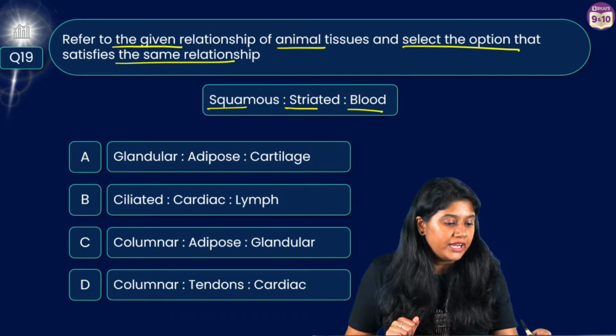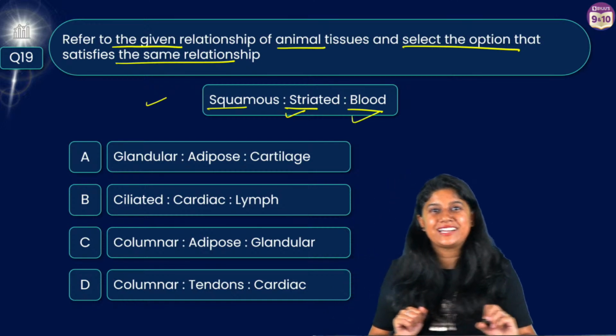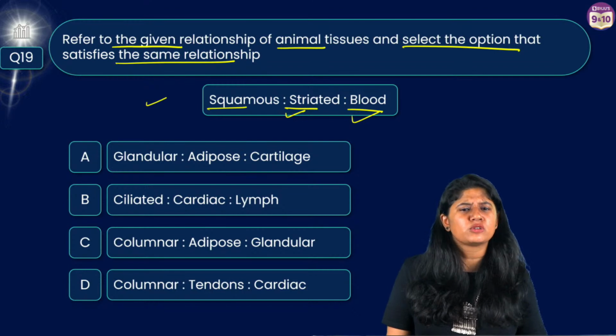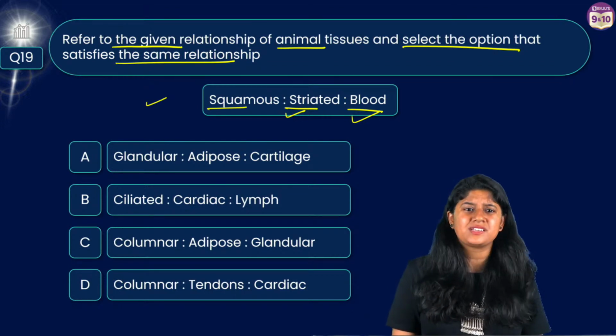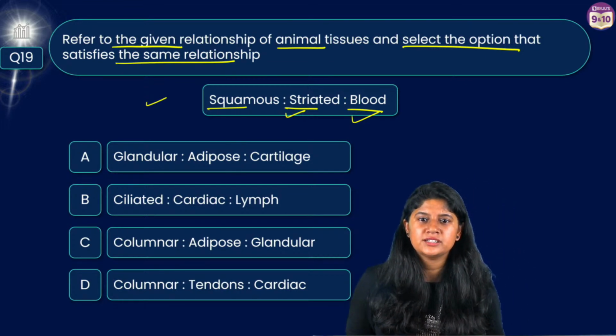Can you find something over here which has a similar relationship? It should be of epithelial, muscle type and of course the connective tissue. Did I give a major hint? Everyone stay focused.